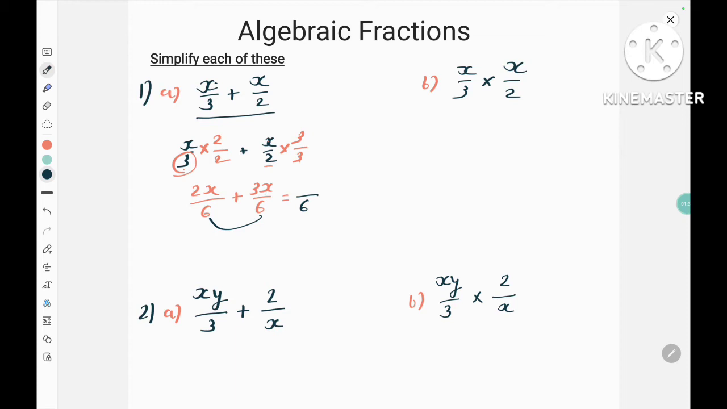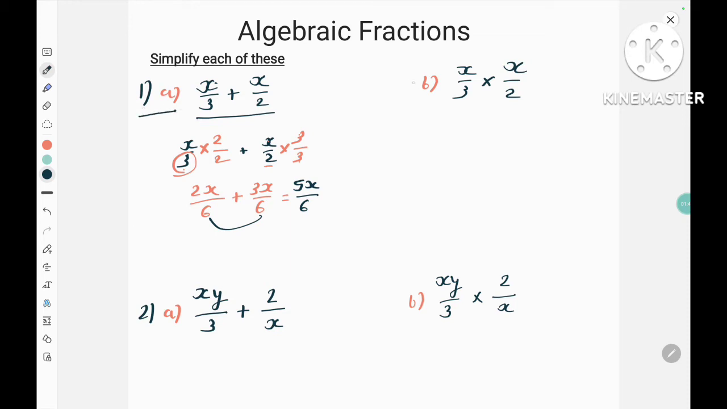So 2x and 3x are like terms. Here we use the rule of collecting like terms, okay? So 3x and 2x are like terms, and we add them together, which is 5x. This is our answer. Let's move on.